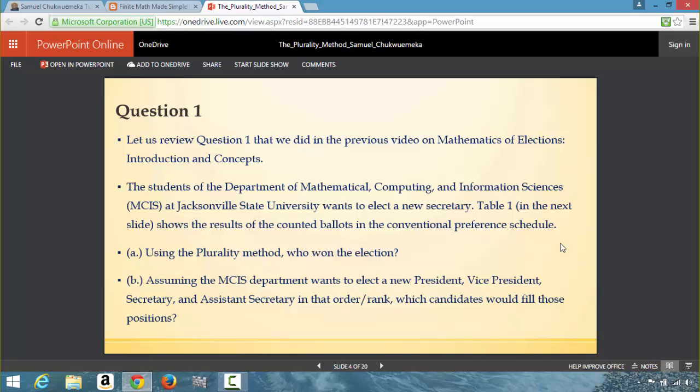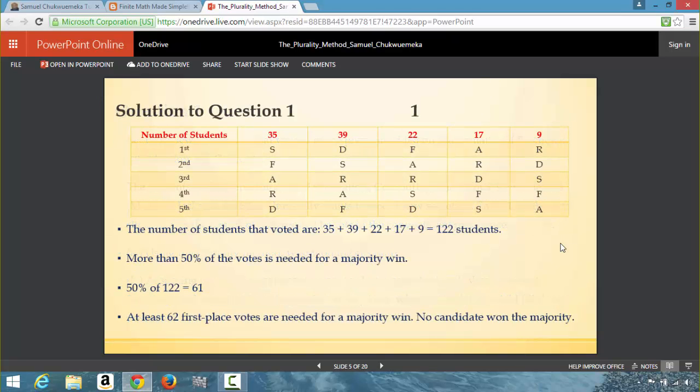So we discussed this in the first video. A, using the plurality method, who won the election? B, assuming the MCIS department wants to elect a new president, vice president, secretary, and assistant secretary in that order of rank, which candidates would fill those positions? So this is a ranking ballot. It has to have a ranking outcome for a preference ballot. So we have this from that first video.